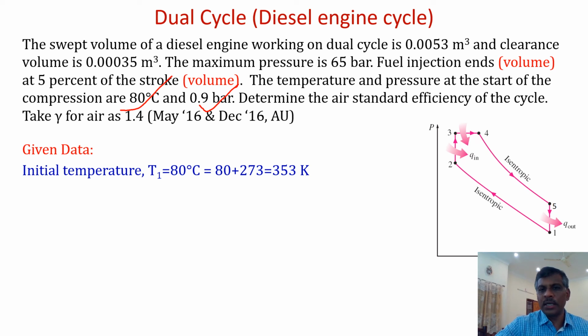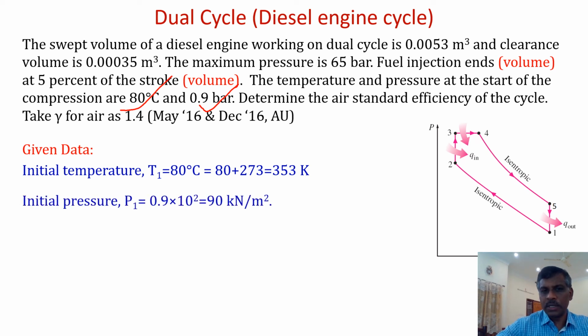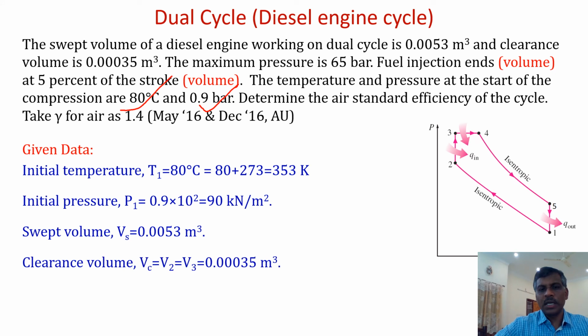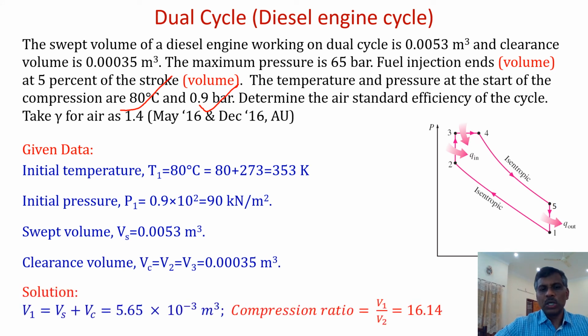This has been asked in university exams twice, so you have to be familiar with these things. Initial pressure is 0.9 into 10 to the power of 2, which is 90 kilonewton per meter square. Volume is given, clearance volume is given, so let us try to make some solutions.